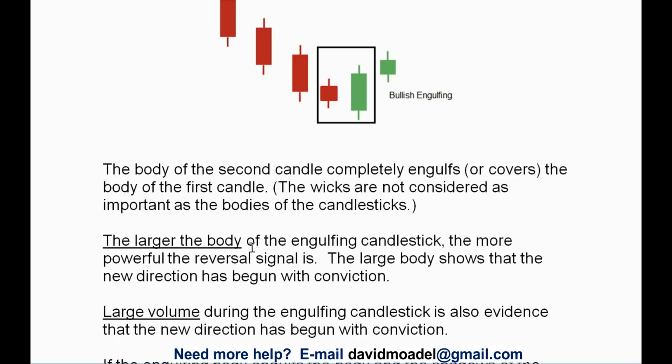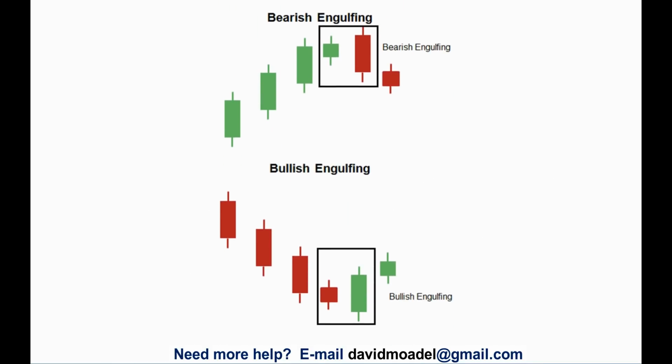Okay, here's some other considerations. The larger the body of the engulfing candlestick, the more powerful the reversal signal is. The large body shows that the new direction has begun with conviction. All right, so imagine if this body were really, really big, okay? That's real conviction behind the reversal. And same here with the bearish engulfing. A really big, long, or tall, I should say, red body here would indicate some serious reversal here, possibly in the making.